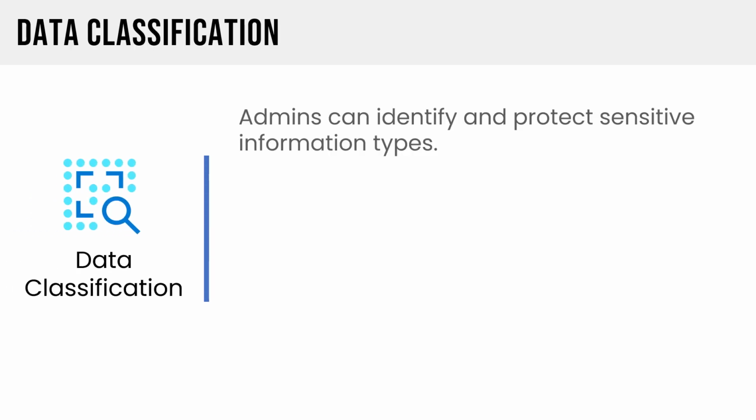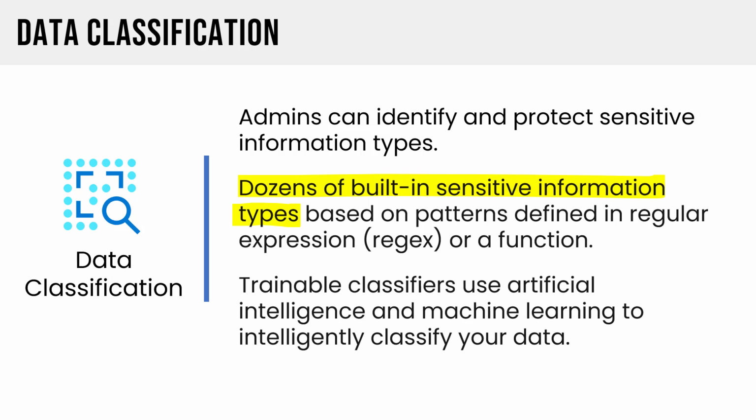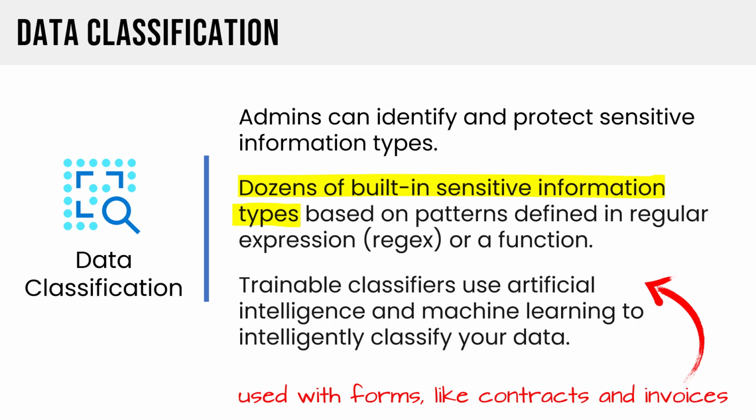So next up, we're going to talk about data classification. So admins can identify and protect sensitive information types with Microsoft 365, and there are dozens of built-in sensitive information types defined in patterns, in regular expressions, or with a function. In fact, around 100 last time I checked. And there are trainable classifiers for data that use artificial intelligence and machine learning to intelligently classify your data. These are handy with forms like contracts and invoices, so we can automate classification of specific document templates, for example. But we can automate this classification process in various ways.